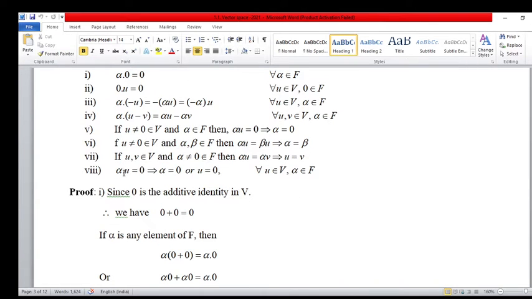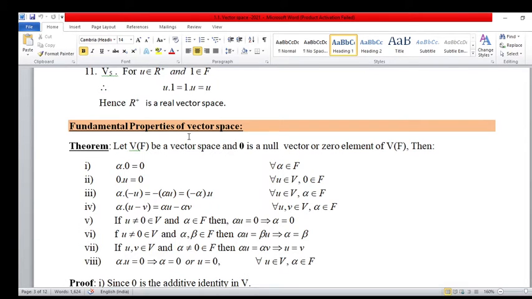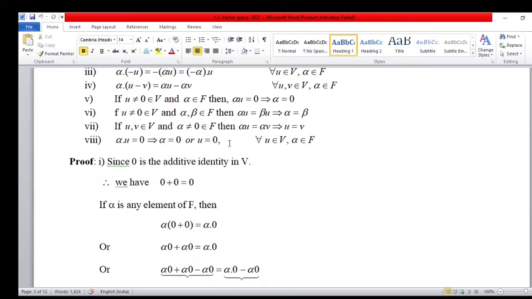And last is alpha into u is equal to 0. This implies alpha is equal to 0 or u is equal to 0. It is an either-or condition: either alpha is equal to 0 or u is equal to 0. If alpha dot u is equal to 0, both conditions are possible. So these are the fundamental properties of vector spaces and this is their proof.